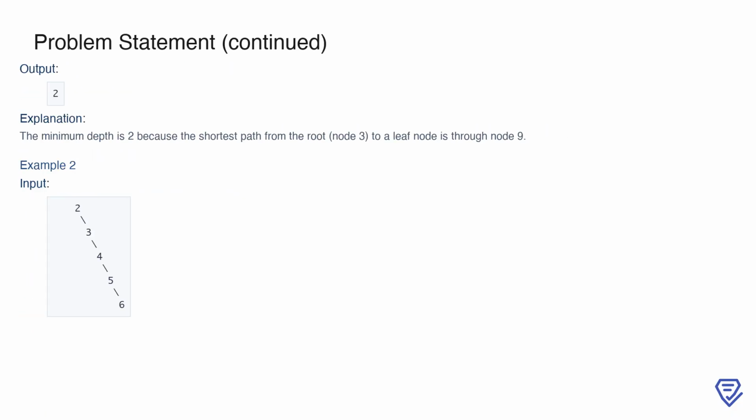In the first example, we have a binary tree with 3 levels. The root node is 3, which has 2 children, 9 and 20. Node 20 further branches out to 15 and 7. The shortest path from the root to a leaf is through node 9, which is at depth 2. Therefore, the minimum depth of this tree is 2. In contrast, the path to nodes 15 or 7 is longer, so they do not determine the minimum depth.